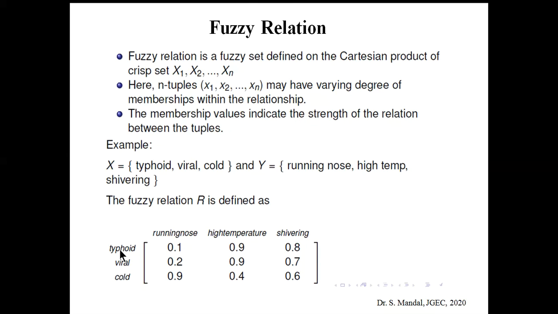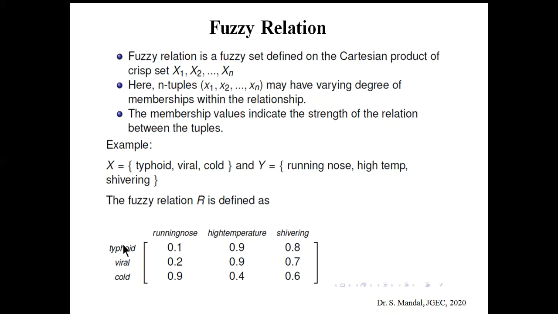That means if I have typhoid, the certainty of running nose is 0.1. That means I have less chance or less certainty of a running nose. But if I have cold, we can see that the corresponding membership value is 0.9. That means obviously I must have a running nose. And if I have cold, you can see that for high temperature the corresponding membership value is 0.4, and for sneezing the corresponding value is 0.6. In this way we express it in matrix or Cartesian product form.